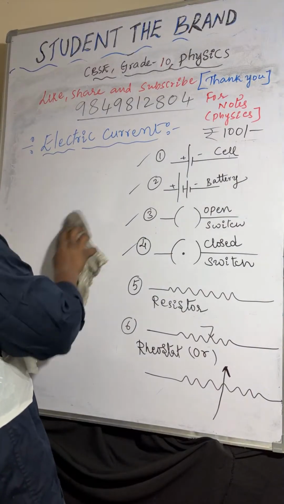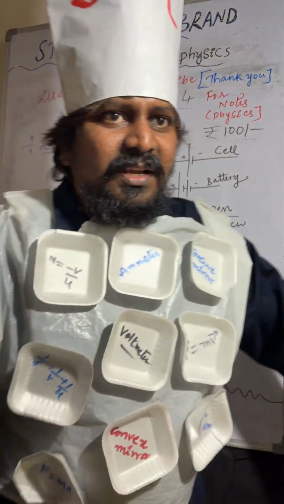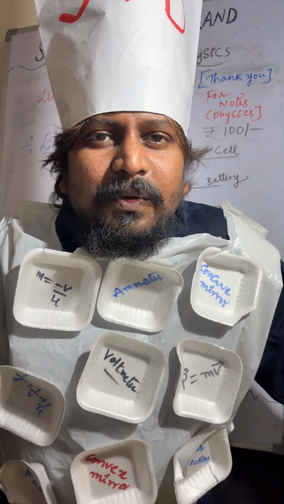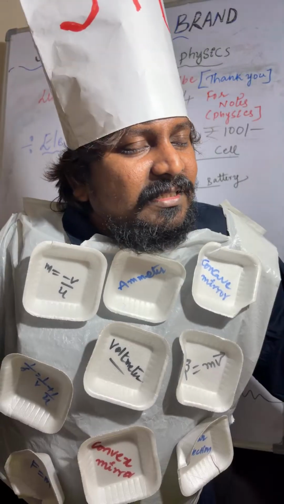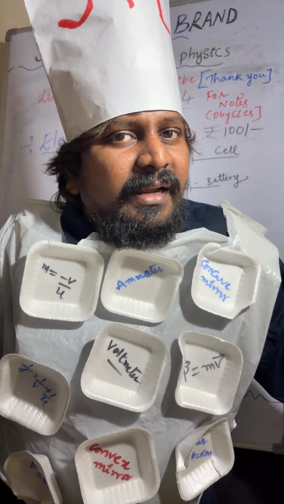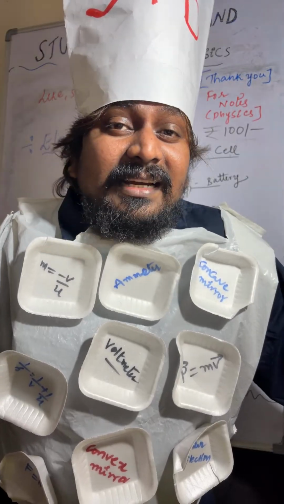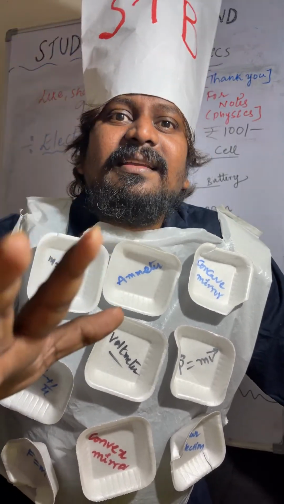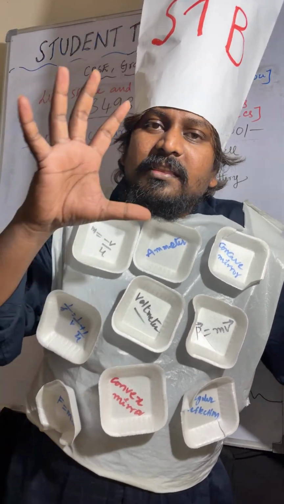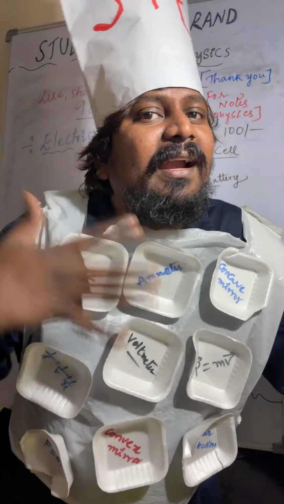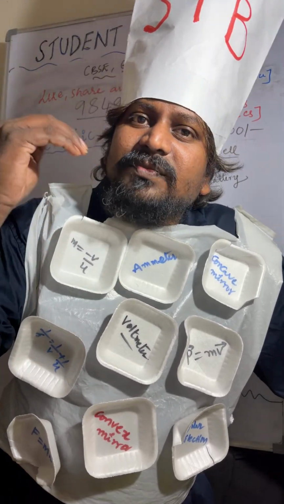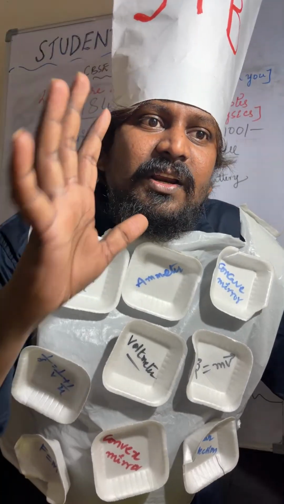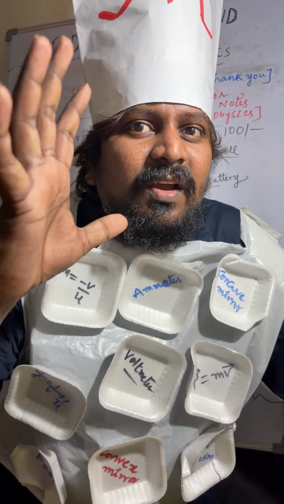So now rheostat. Do you know what a rheostat is? A resistor is a device which is used to oppose the electric current in the circuit. But what is a rheostat? Rheostat is a device which is used to regulate the current without changing the voltage source. So without changing the voltage source, we can regulate the current. What is that device? Rheostat.